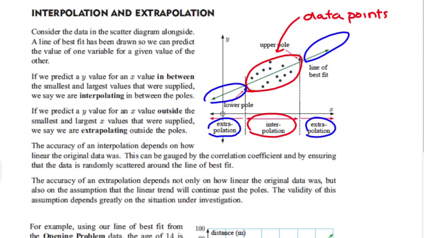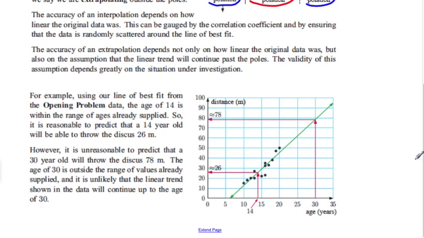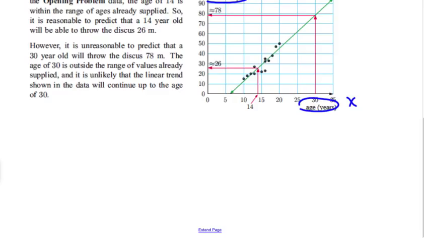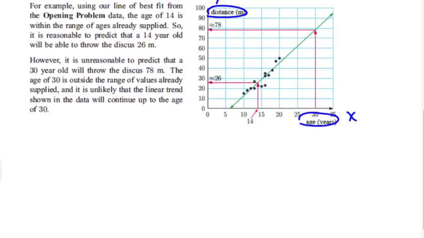So let's do a quick example here. There's a problem where age is your x-axis, and the distance a discus is thrown is your y-axis, in meters. So we graph these data points. You'll see them all in black here. These are all your data points, so everything in here is your interpolation.